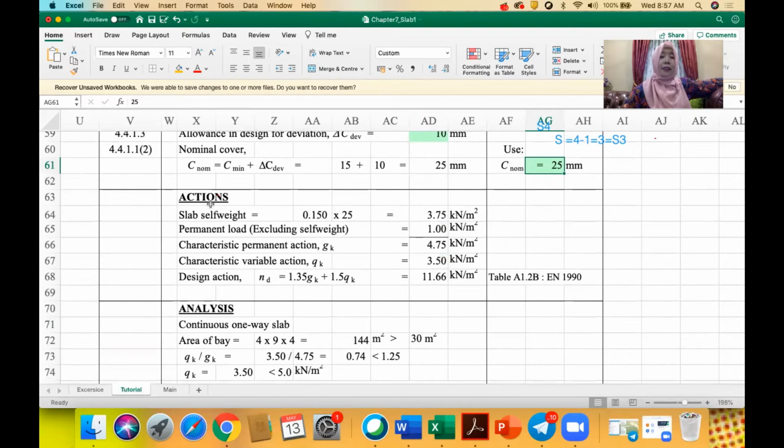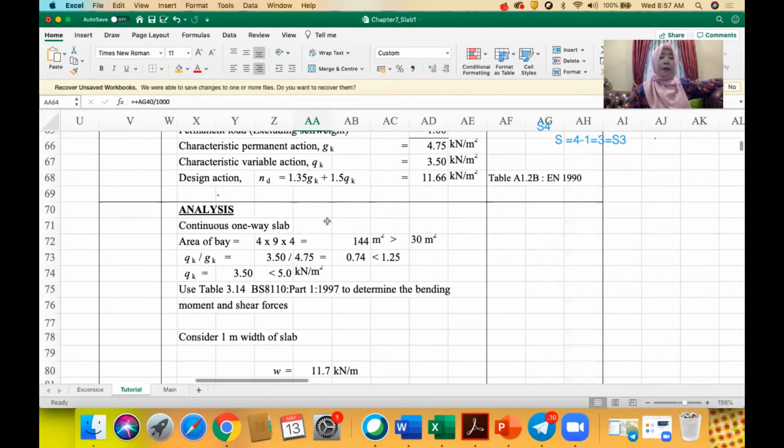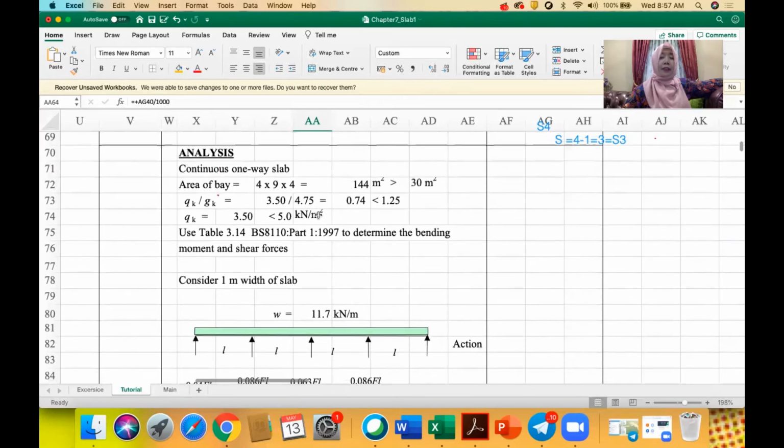So the next one is the actions. Slab weight is the thickness times the density of concrete, so you got 3.75. Permanent action excluding self weight is 1, so you need to total it up to 4.75, and then we calculate n.